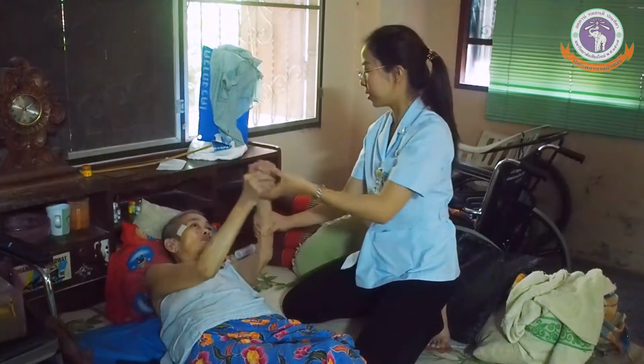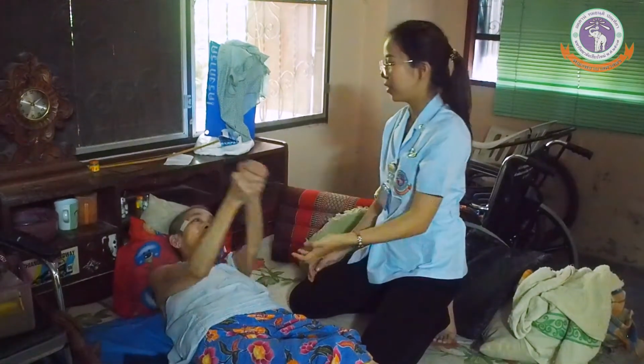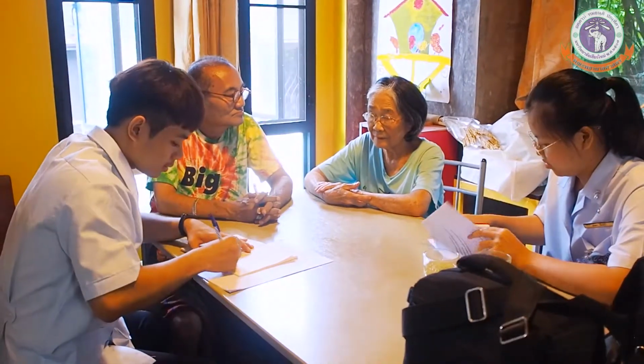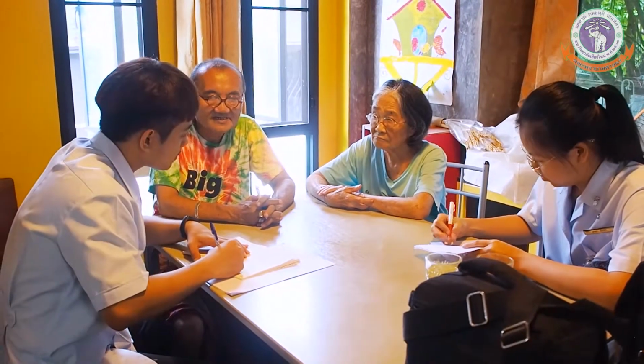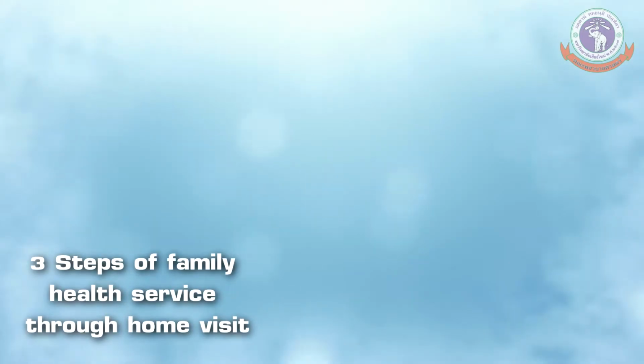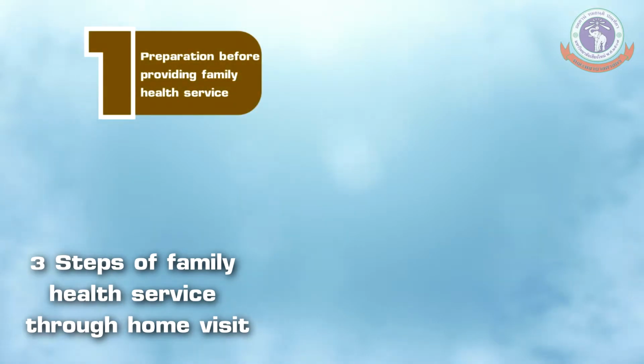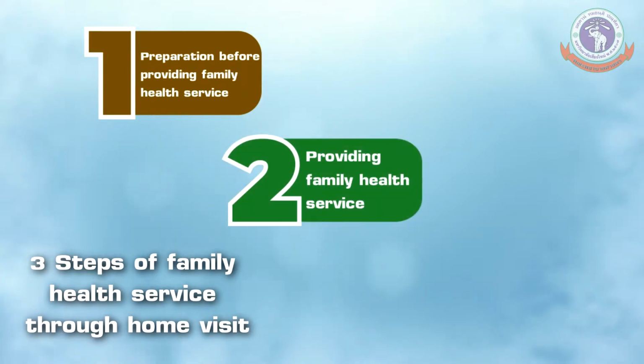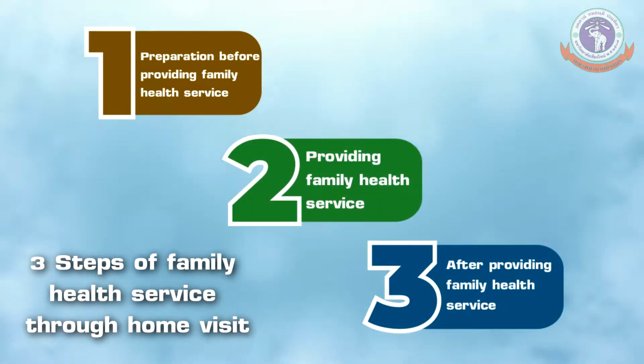To provide continuous quality health care for the family, family visits are prioritized based on the urgency and prevention of disease transmission. There are 3 steps of family health services through home visits. These are preparation before providing family health service, providing family health service, and after providing family health service.